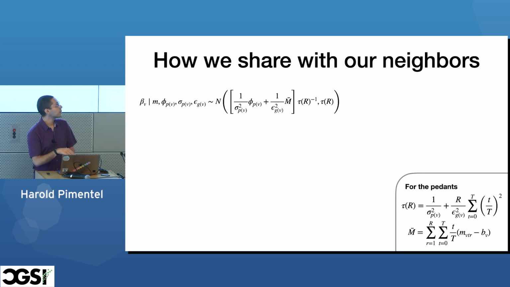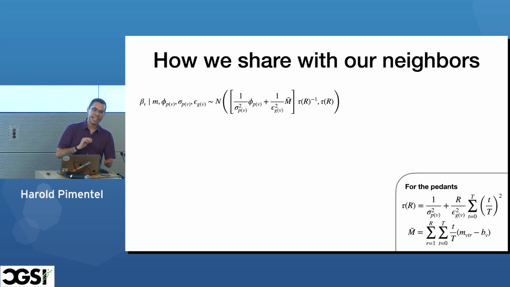So for those of you who like the math, we don't do Gibbs sampling, but you can take a Gibbs view of the posterior, right? M is the data here, and the rest of it is hyperparameters. And the thing that we care about here is this beta, and the posterior under a Gibbs view of the model looks something like this, right?